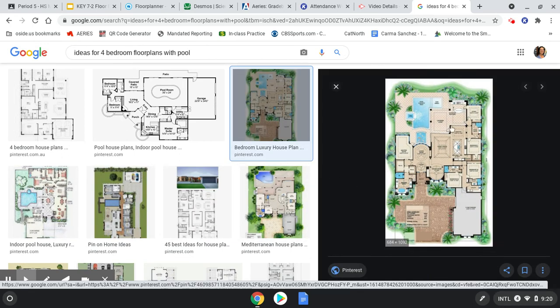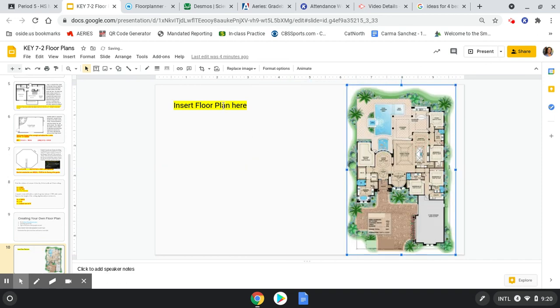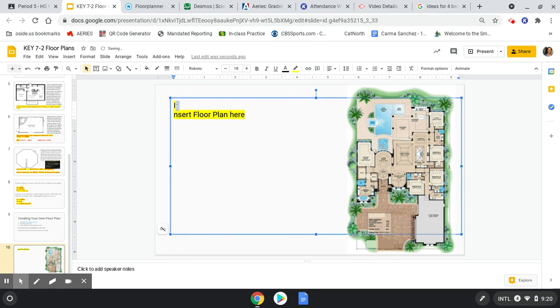But remember that you're getting credit for either hand drawing this or recreating this. You are not just going to copy this image and paste it in like that. This gets you no credit for this slide, okay? But you can hand draw. So insert floor plan. You are welcome to hand draw an image you find online. Whatever you do, do not just insert an image from online. That will not get you any credit.